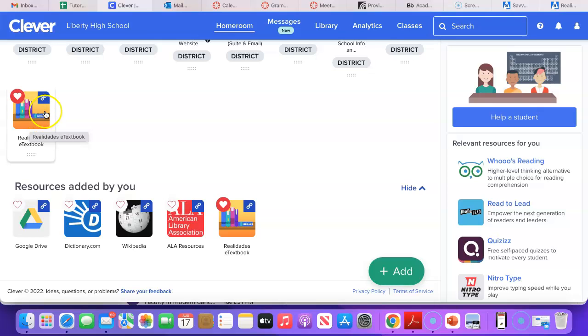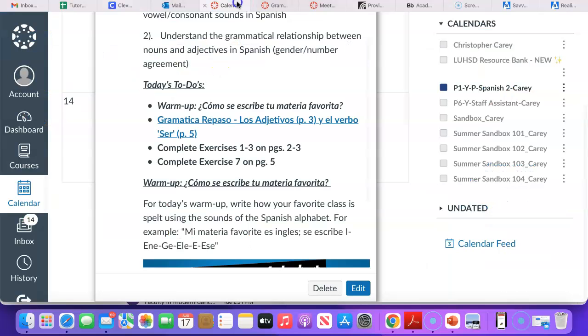Either way, through Clever and getting to the e-text, or using the hard copy textbook you have, you guys are going to do pages 3 and 5, and then you have exercises 1 through 3 on pages 2 and 3, and then exercise 7 on page 5. And I'll walk you through how to do that right now.